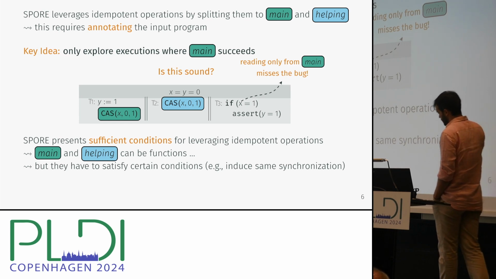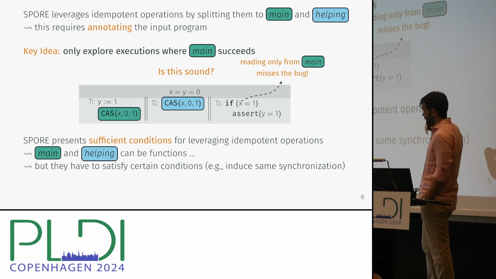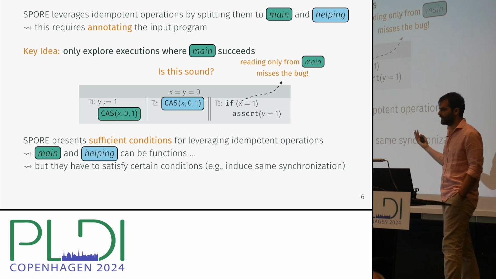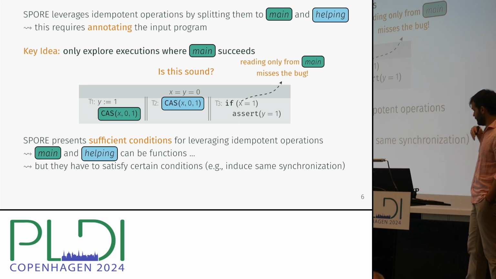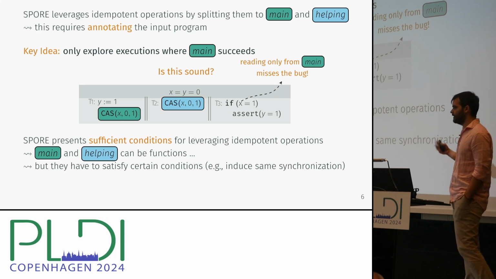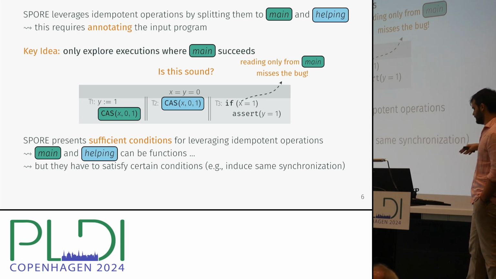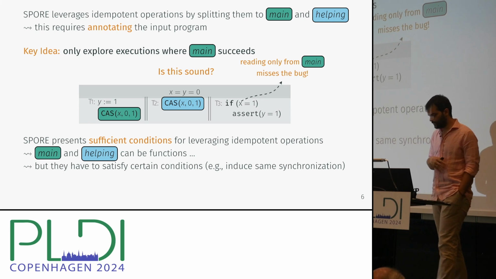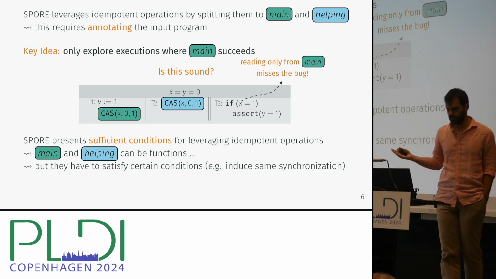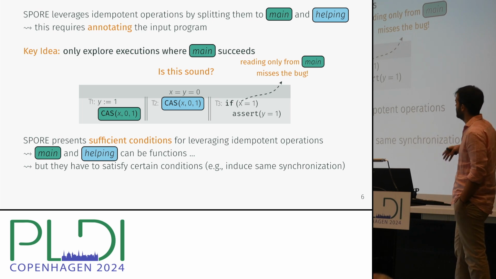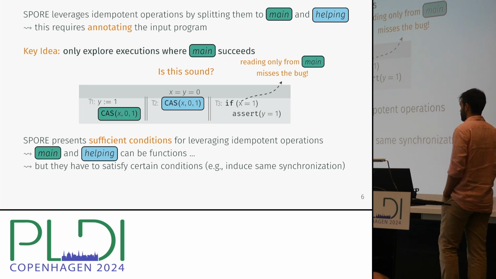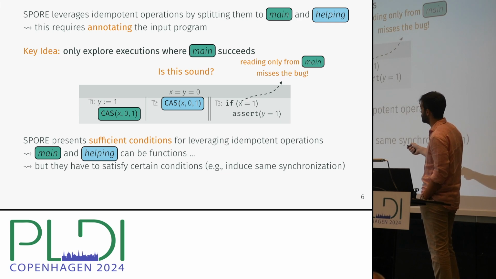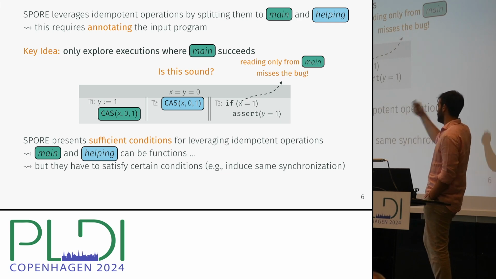And something that I haven't said, main and helping do not just have to be cases, they can be functions, as long as they satisfy these conditions that SPORE imposes. So essentially, you don't want to be able to distinguish which one is the one that succeeded based on synchronization, based on control flow, and so on. So this is a form where we can distinguish which one succeeded based on the induced synchronization.